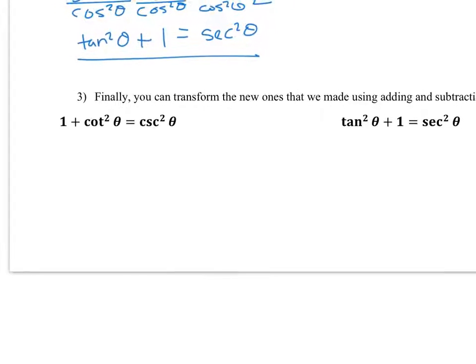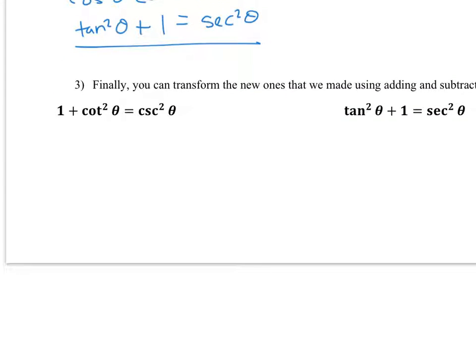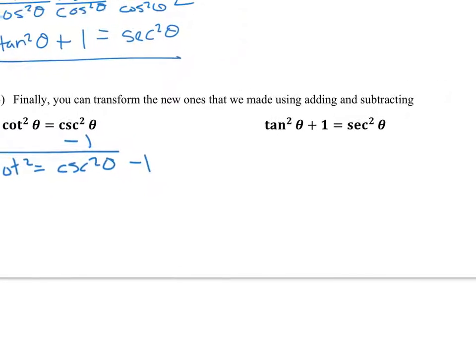Okay. Finally, you can transform these new ones that we just made by subtracting. So we can do what we did on number 1 here, where we just subtract them. And cotangent squared equals cosecant squared minus 1. Or you can just subtract your cotangent here. There's many you can do. I can't do them all because there'd be a 25-minute long video. So you could subtract cotangent and get cosecant squared minus cotangent squared. You just have to be able to add or subtract things to the other sides of the equations to make new identities.